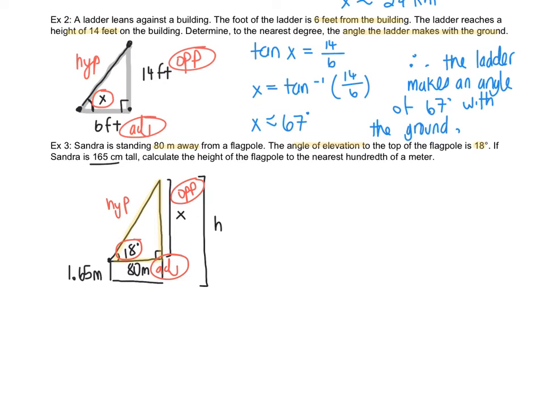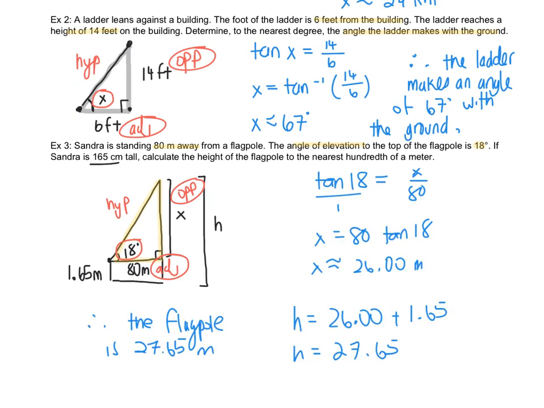All right, so when you set up your tan ratio, we should have tan 18 equals x over 80. When you cross multiply, you're multiplying 80 with tan 18 to give you 26.00 meters. I added the 00 just because I need that rounding to the nearest hundredth. And then I have to remember to add Sandra's height. So the flagpole ends up being 27.65 meters tall.